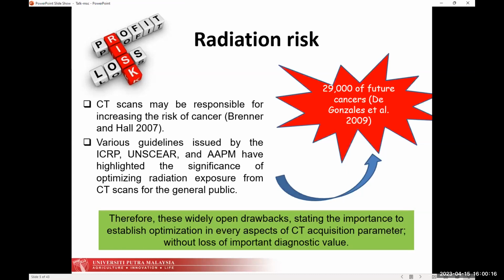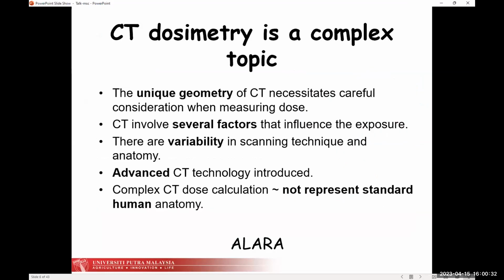Therefore, the most important thing for us to do the optimization is to assess the dosimetry correctly. So the CT dosimetry, if we assess it correctly, then we can proceed with the optimizations. But the problem is CT dosimetry is quite complex because CT involves unique geometry.